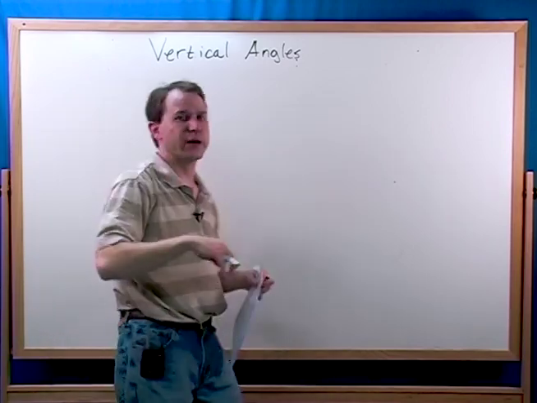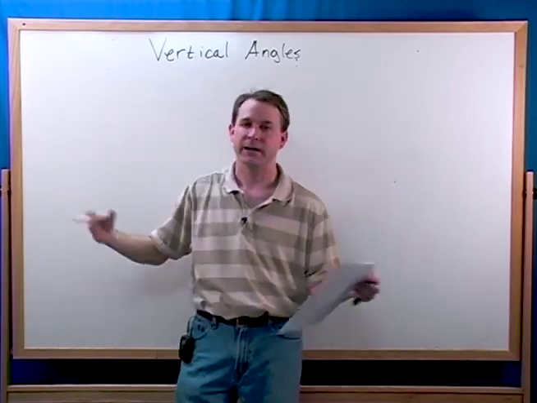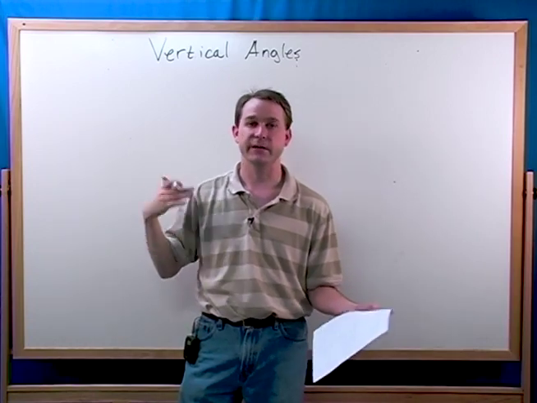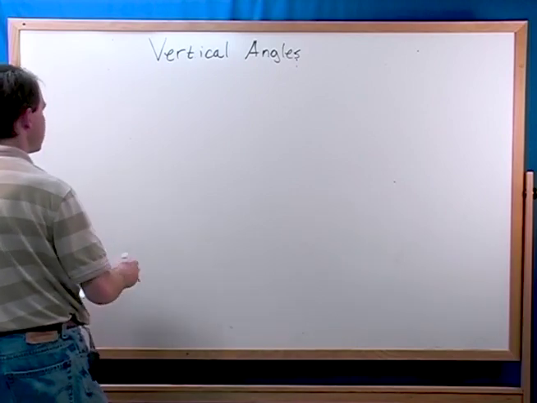I could write a whole lot of words here. Vertical angles are two angles, blah, blah, blah, blah, blah. But who cares about that? I want to show you what it means so that it will sink in and you'll actually understand it. So I'm not going to draw a lot of words. I'm going to show you what vertical angles are.